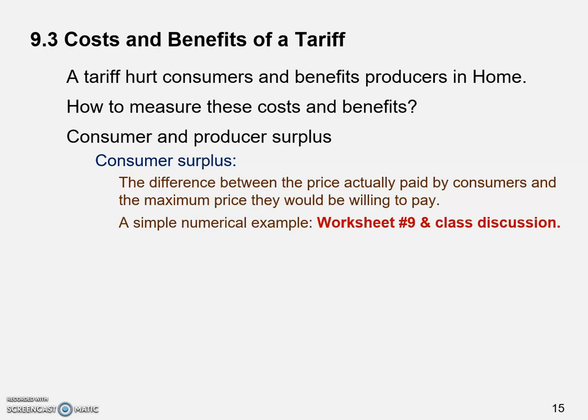So, for example, for a bottle of drink or beer, if the market price is just $1 per bottle, okay? But that doesn't mean that for all the consumers who decide to buy this bottle, the maximum price they're willing to pay is just $1, right?